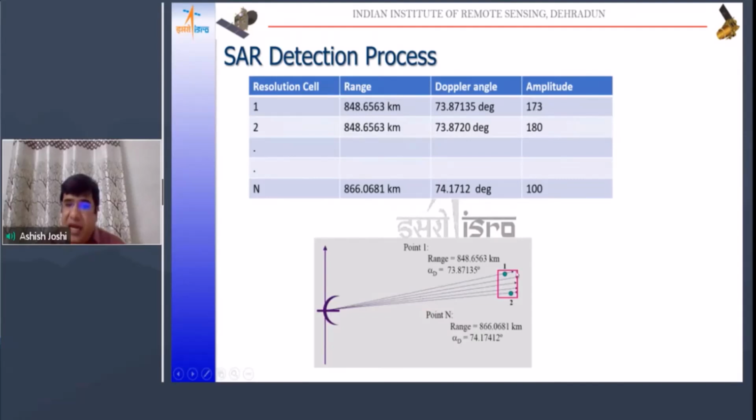So if this is a SAR and this is a SAR image, then for any point we have this range and this Doppler angle.